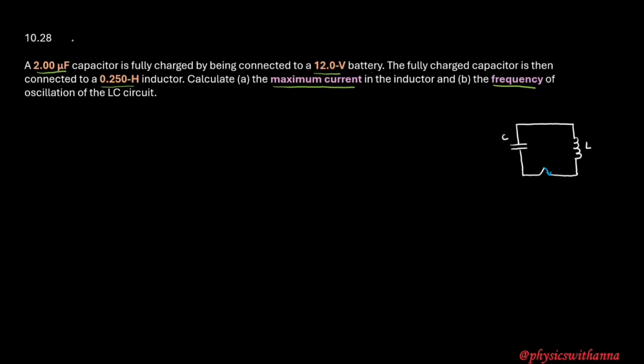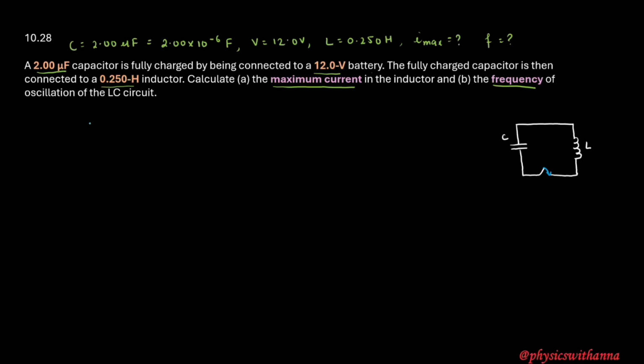So here in this question we have capacitance C as 2 microfarad, which can be written as 2 times 10 to the power negative 6 farad. Battery voltage V as 12 volt. Inductance L as 0.250 Henry. And we need to find the maximum current through the inductor and the frequency F of oscillation.